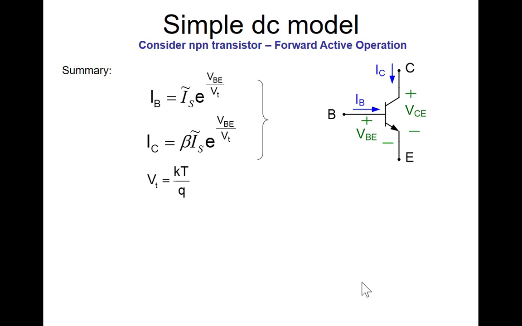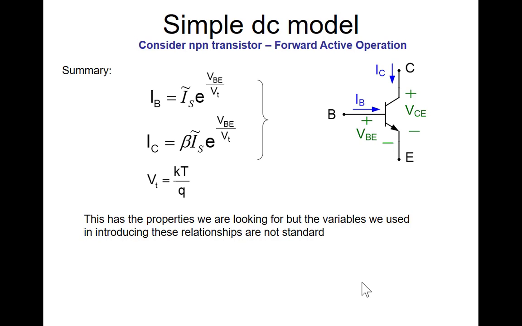So here's a summary of the model we have. The base current, the collector current, and of course that VT we had from the diode equation was kT, where T is temperature in Kelvin, divided by q, the charge of an electron. There's a problem with this though. This has the properties we're looking for. It has the right relationship between the port variables, except the notation I use is not standard. So if you go to industry and use this as your model, they'll say, what's IS tilde? I've never seen IS tilde before.